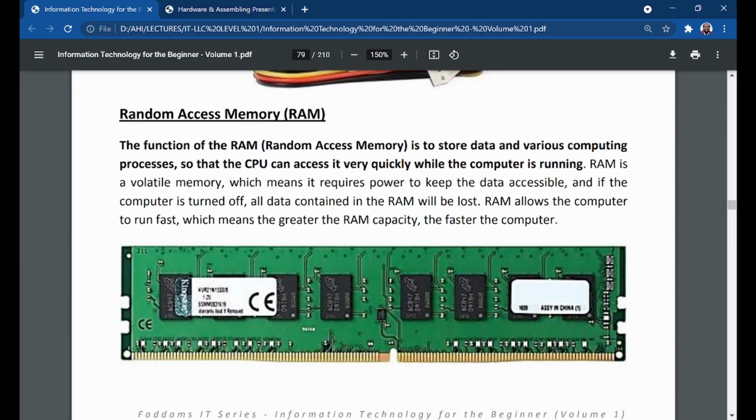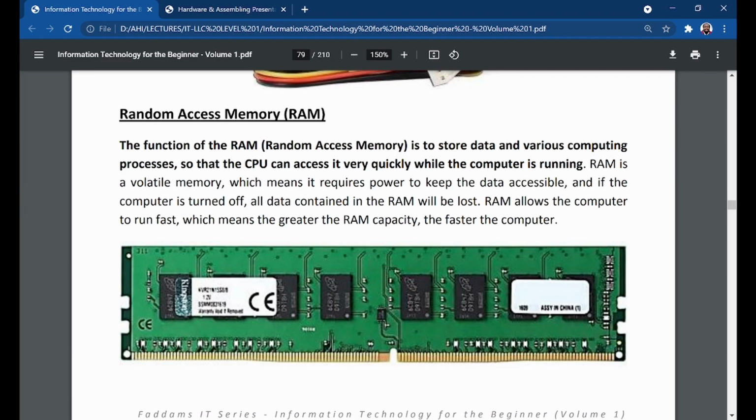RAM allows the computer to run fast, which means the greater the RAM capacity, the faster the computer. This is the second thing it does for your computer. The more RAM space you have, the more free and fast your computer is. RAM does not determine the speed of your computer. It is the CPU that determines the speed. But if the RAM space is not enough, no matter the CPU you have, your computer will still be slow.